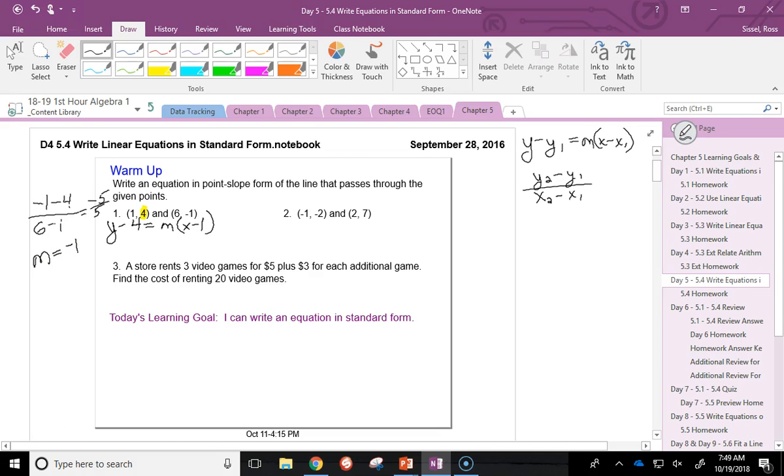Okay. So I've written it in point slope. I've done my slope is negative 1. What am I going to do now? Substitute negative 1 for m. Okay, let's switch colors so we can start to see. I have y minus 4 equals negative 1 times x minus 1.